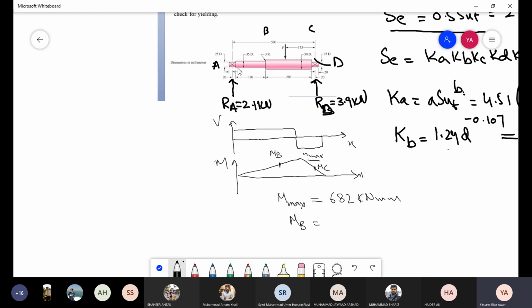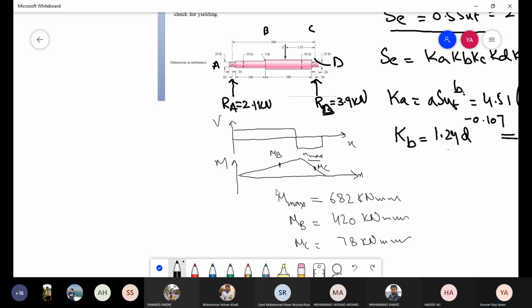Whereas the moment at point B is this 2.1 multiplied by this distance, that is maybe 200. Okay? So it turns out to be about 420 kilonewton millimeter. And just for comparison, we can draw the moment at point C, because point C also has a step. So that is only 78 kilonewton.